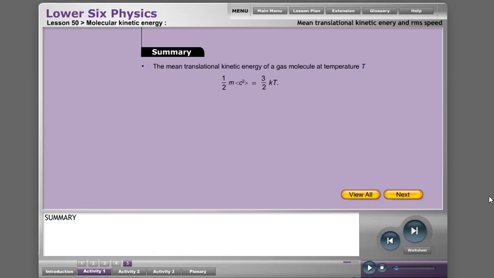Summary. The mean translational kinetic energy of a gas molecule at temperature T equals half m times mean square of speed c, which equals 3 over 2 times kT. RMS speed equals square root of mean square of speed c, which equals square root of 3 times kT over m.